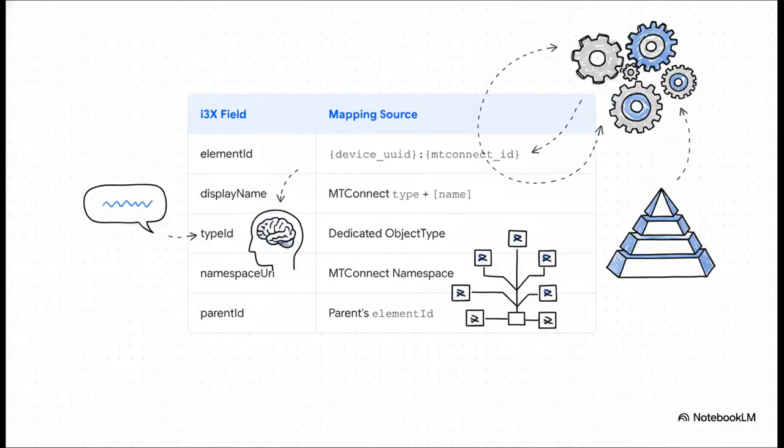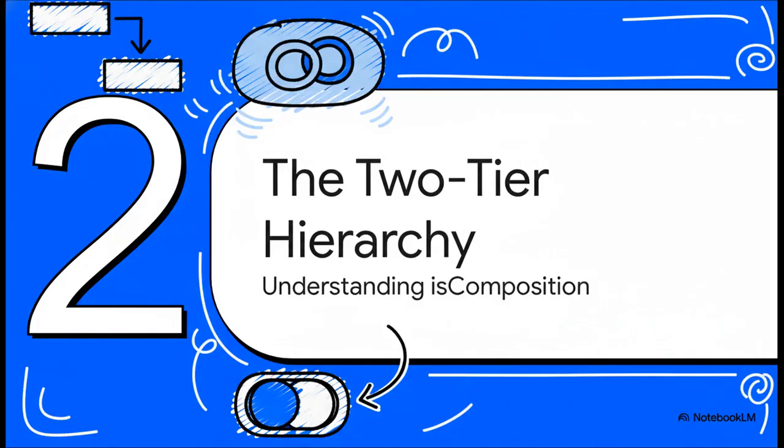And that same basic logic just keeps going for all the other metadata. The type ID? That maps to a specific object type. The parent ID? That's what builds the hierarchy. And the display name gives you that nice, human-readable label. The spec is even smart about duplicate names. Let's say you have multiple linear axes under one parent. It just adds the MTConnect name in brackets to tell them apart. Simple.